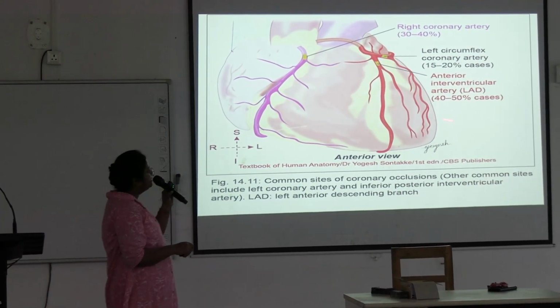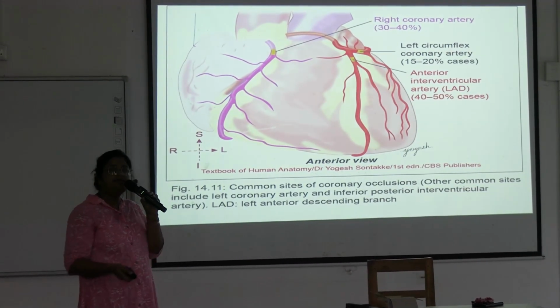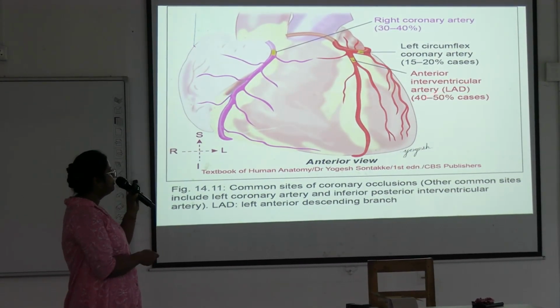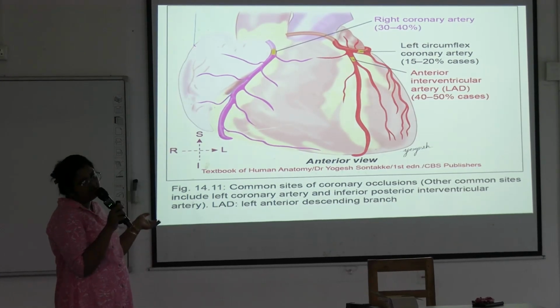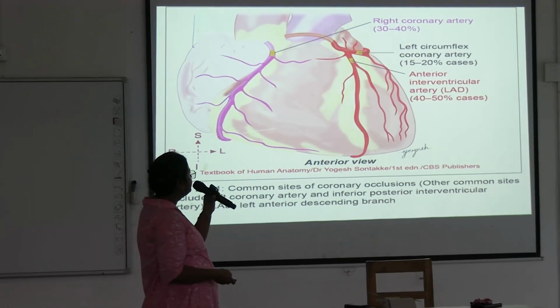These are important. The most common is the left anterior descending or anterior interventricular artery, and the percentage, 40 to 50%, can be given in your MCQ or can be asked in viva. Okay, next.